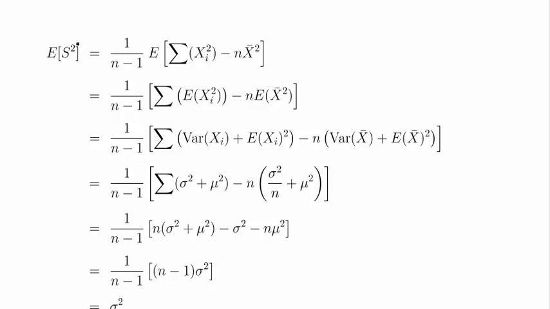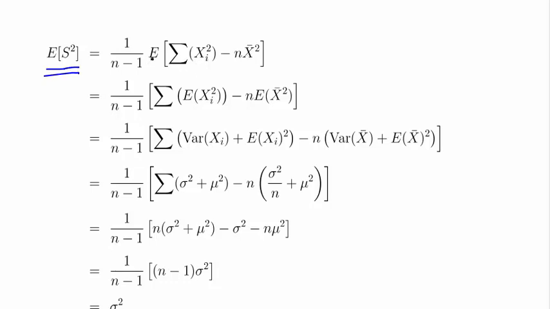The expected value of s squared, which is the expected value of the sample variance, is equal to, and what we're going to do here is factor out that fraction 1 over n minus 1. I'll just call it the fraction from now on. So it's the expected value of the sum of xi squared minus n times x bar squared.